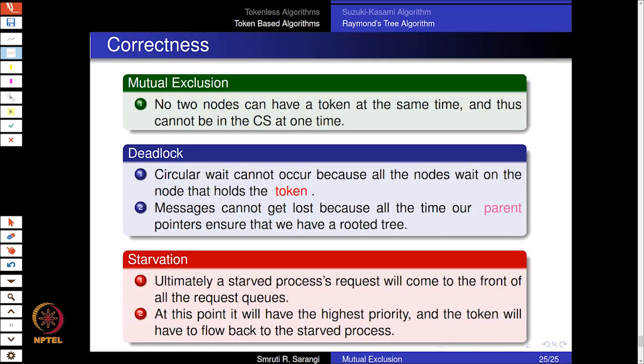So mutual exclusion is very simple in any token based algorithm because the idea is that no two nodes can have a token at the same time. Deadlock. Circular wait cannot occur because all the nodes wait on the node that holds the token. And furthermore, we are not losing messages and we'll always have a rooted tree. And given the fact that we have a rooted tree, what will happen is as follows.